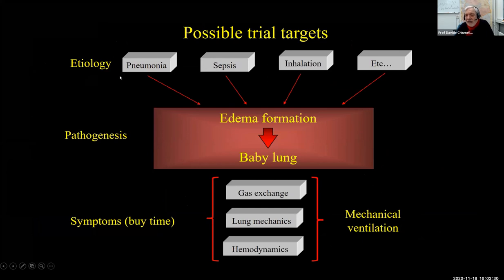So we have different trials in ARDS. Possible targets of the trials are the etiology: pneumonia, sepsis, inhalation, etc. We may have trials on pathogenesis, which is substantially edema formation and reduction of the lung size. And then we have the symptoms. We have trials on mechanical ventilation, and usually the target is to buy time and provide good gas exchange. We may look at some mechanics or some hemodynamics. But remember, ARDS is just bilateral infiltrates and hypoxemia. There is no mention of mechanics, because this definition followed a sort of compromise among different experts. As you know, when you have 10 or 15 experts around the table, the consensus is reached at the lowest level possible.